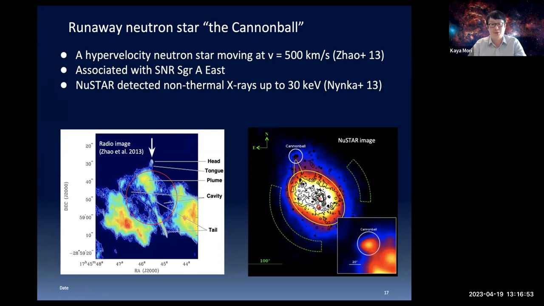Then NuSTAR observed the cannonball in the survey, and we detected non-thermal X-rays up to 30 keV. The pulsation has not been detected yet, but based on the morphology, how fast it moves, and the non-thermal emission in the X-ray band, it is a neutron star moving fast.